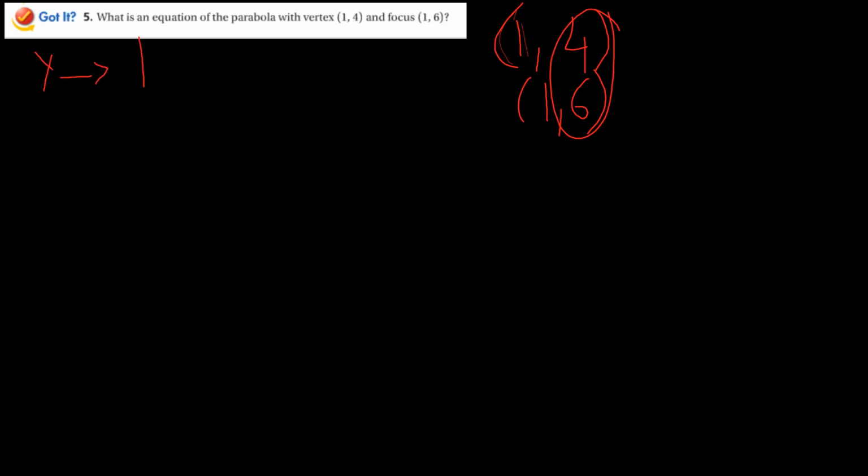Okay. Now, let's solve exercise 5. Here you have the same, but with a vertex 1, 4 and focus 1, 6. Now from here, I will do the same steps. I have 1, 4, and 1, 6. Which value is changed here? The y or the x? The y value. So since the y is changed, it will be a vertical parabola.